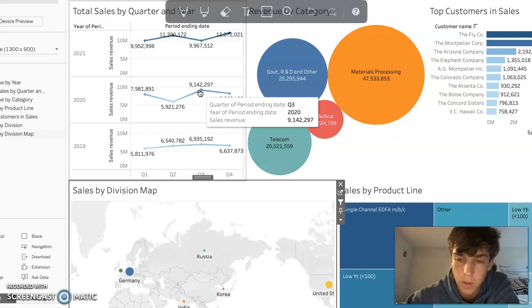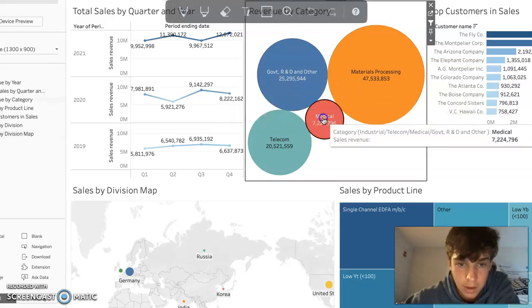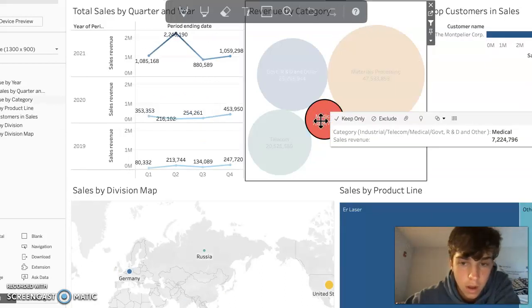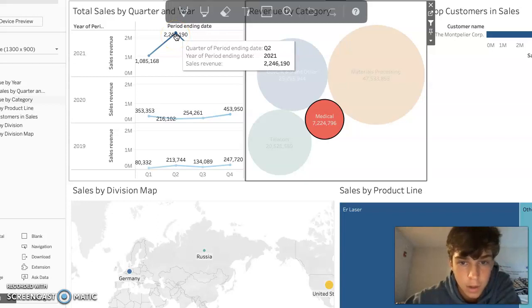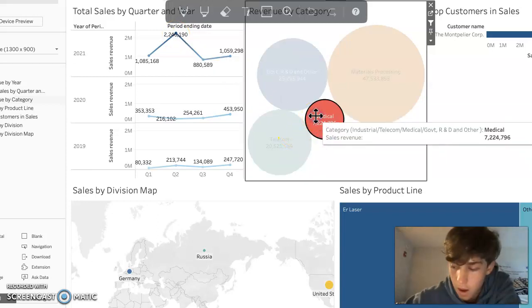For the second question, it asks what were the total sales revenues for the medical category in the second quarter of 2020. So that's super easy. I'm just going to click on the medical category right here, and then you can go to 2021. You can see that $2,246,190 were made.